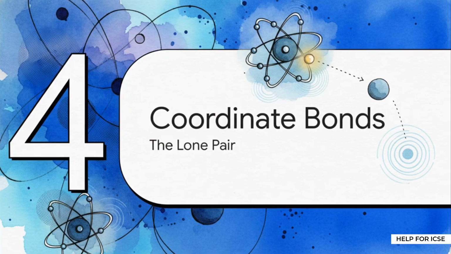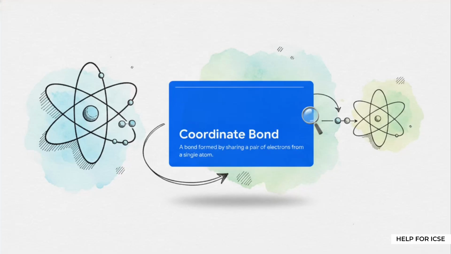Which brings us to Section 4, coordinate bonds and the magic of the lone pair. Okay, so here's a really fascinating twist on the sharing model, the one-sided share. It's called a coordinate or dative bond. It is technically a covalent bond because, yes, it relies on a shared pair of electrons. But the huge kicker here is that this shared pair is provided 100% by just one of the atoms.